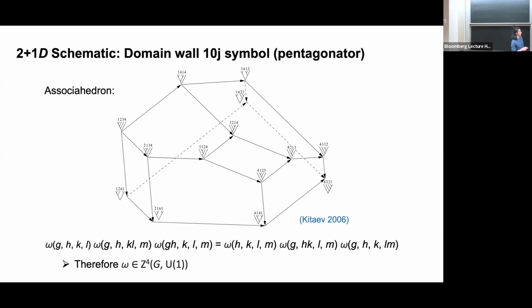The way to see that is that there are 6 pentagonal faces of the associahedron, and each one of them corresponds to one of the factors in the cocycle condition. What is C4? C4 just means the set of 4-cochains. So omega is a cocycle.